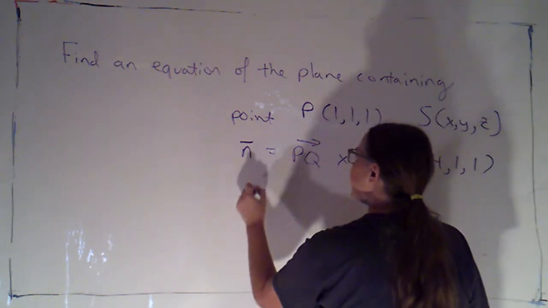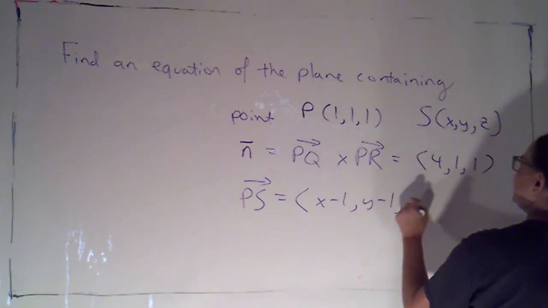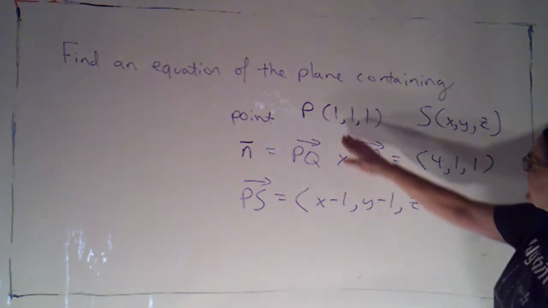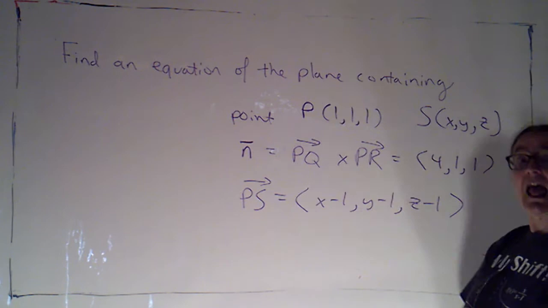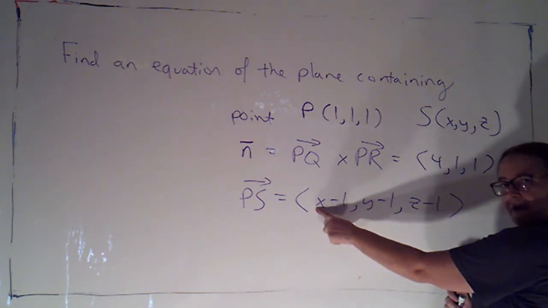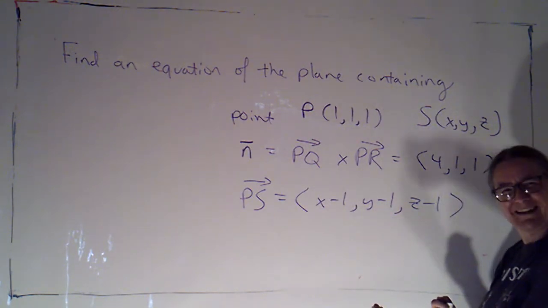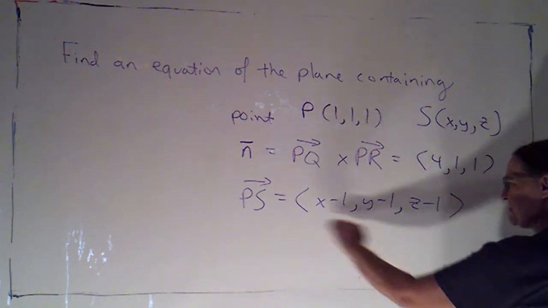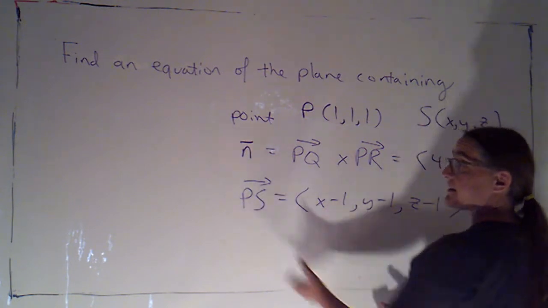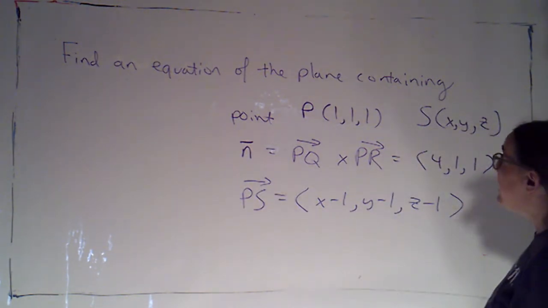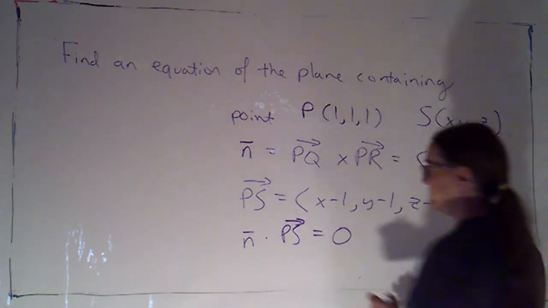Then if I form PS, that would be x minus 1, y minus 1, z minus 1. You'll notice I always set this up so that I go from the point with numeric coordinates to the arbitrary point. That way, I'm subtracting numbers from my variables. Now, it could go the other way, but I think it's more complicated to be working with a 1 minus x than an x minus 1. So this is just a little bit of strategic laziness. And what I know is since this is connecting 2 points that are on the plane, it's parallel to the plane, therefore its relationship to the plane's normal is that they're orthogonal.